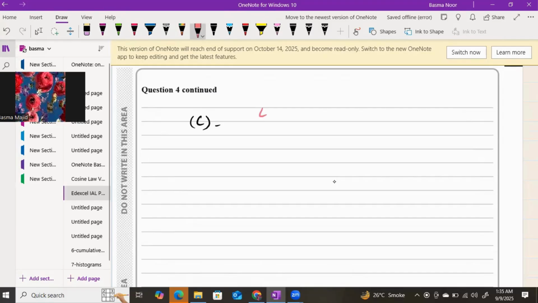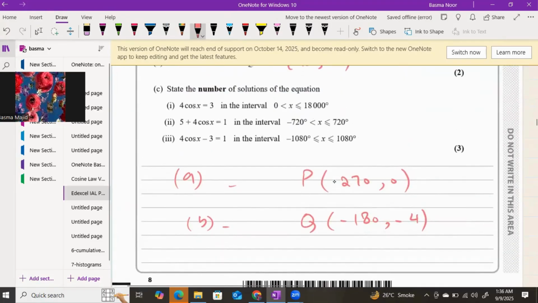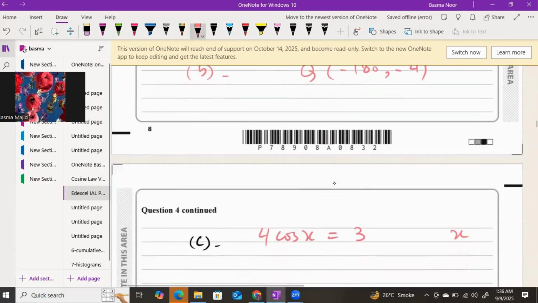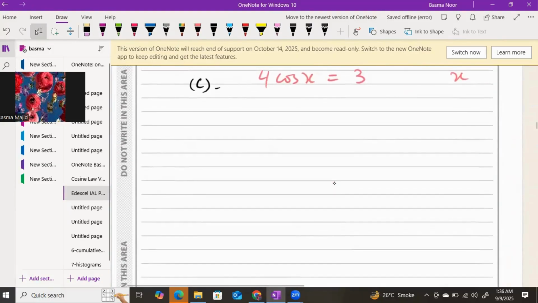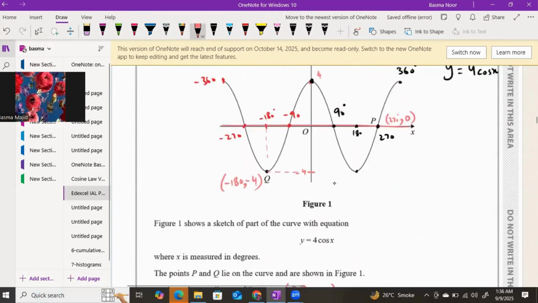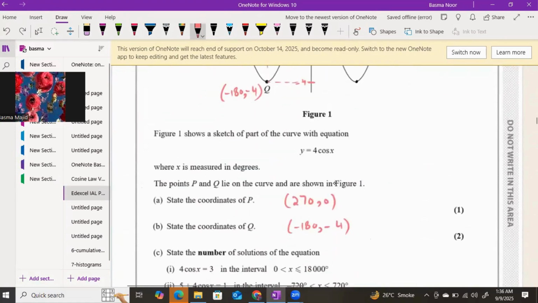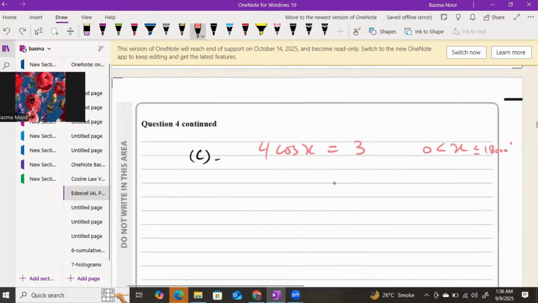Since you know that 4 cos of x equals 3, we want to find the number of solutions for this within the given range, when x changes from 0 to less than or equal to 18,000 degrees. You should know that this is the x-axis, and we are taking that in degrees, right? We have to find the number of solutions for this equation.